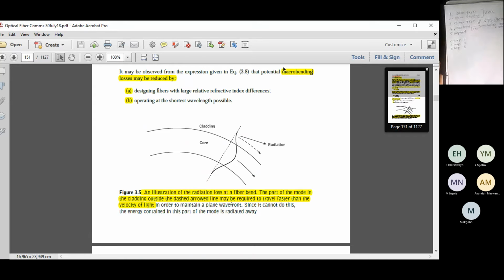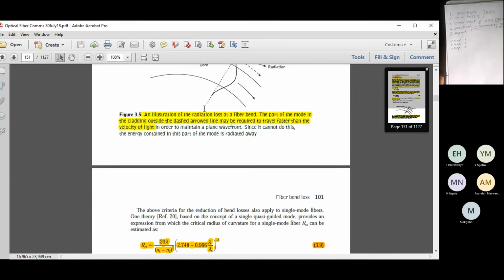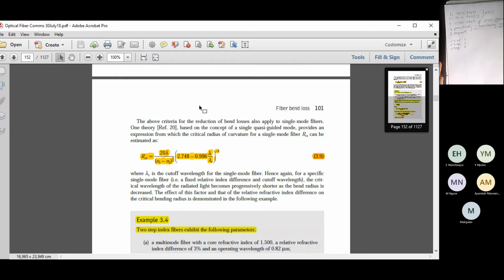Okay, so microbending. How can we reduce it? How can we remove it? Designing fibers with large curvature and index differences. Do you see here? The relative refractive index difference between N1 and N2 is large. Then you can reduce microbending. Another way, operating at the shortest wavelength possible. And then also, don't bend it too much. Physically, don't bend it too much. 3 things.